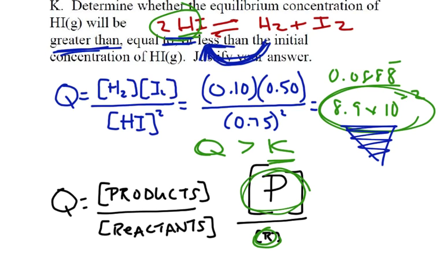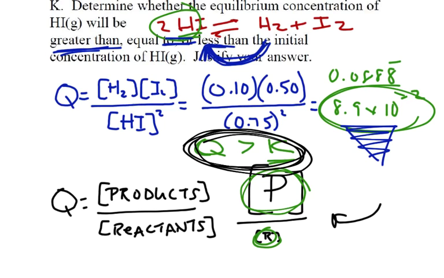My Q is greater than my K, so therefore I know I have to shift to the left in order to reduce my number of products and make more reactants in order to reach equilibrium. So when we're predicting, you have to see how Q relates to K, not what Q is like just as it is. And that's problem 1.